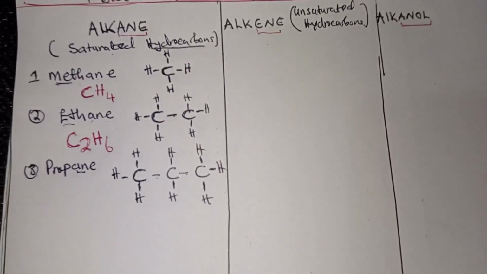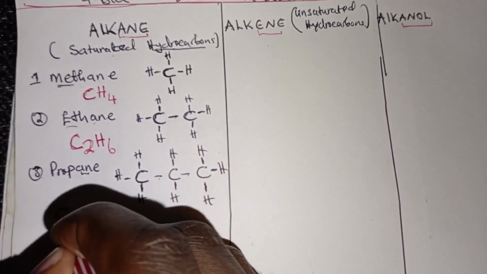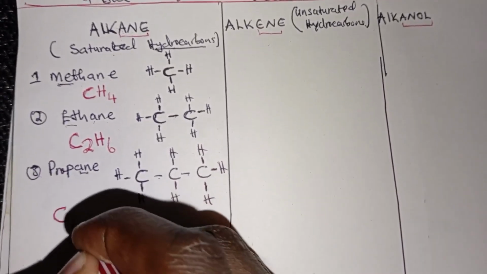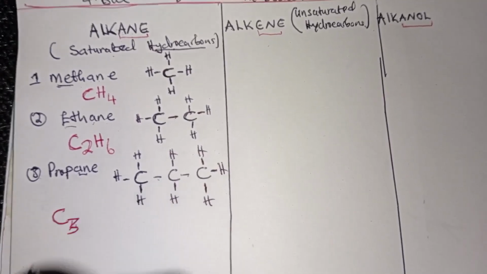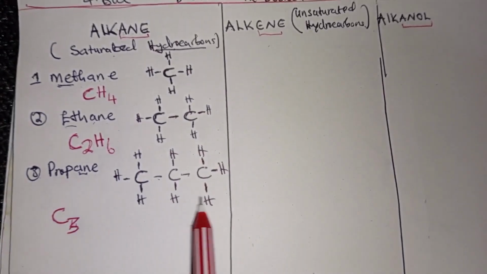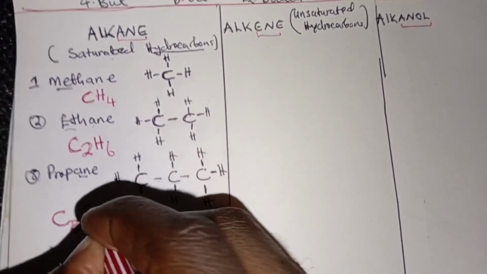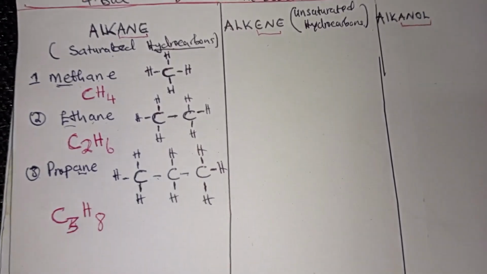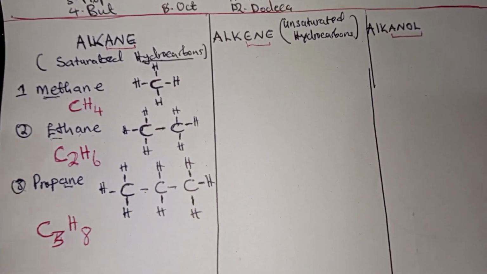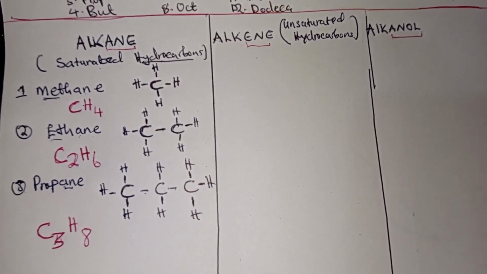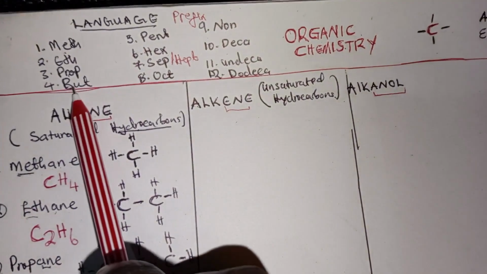The same thing for propane. 1, 2, 3. You're going to write C3. Then the hydrogen, 1, 2, 3, 4, 5, 6, 7, 8. You write H8. Okay, and that's how you can write. So you can finish up to maybe the 10th one, looking at these. So the next one will be butane.